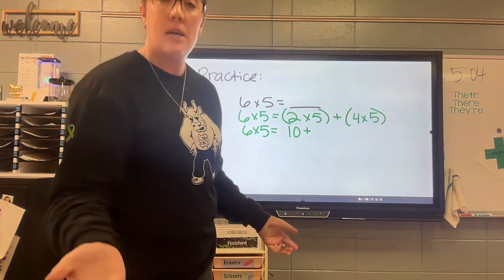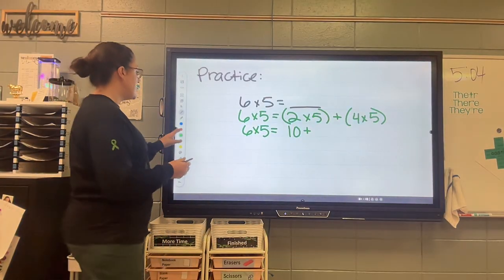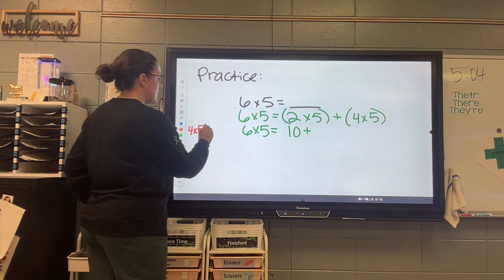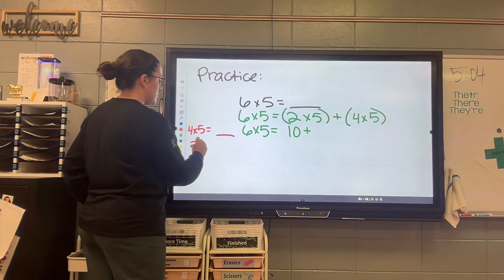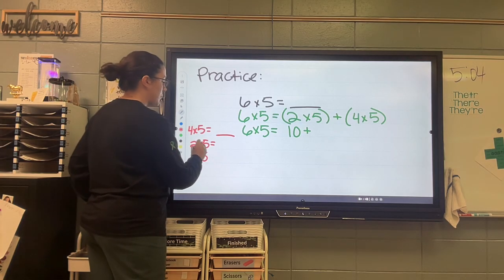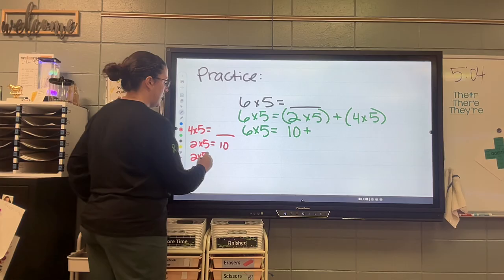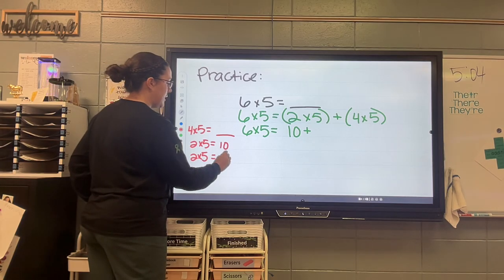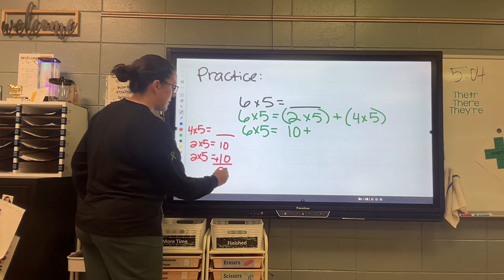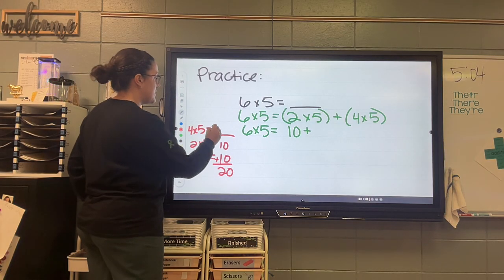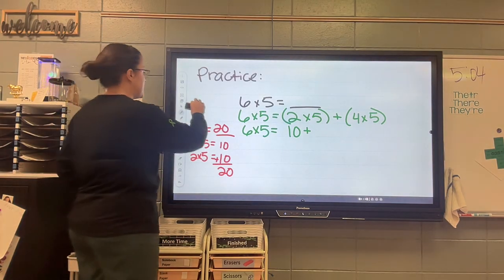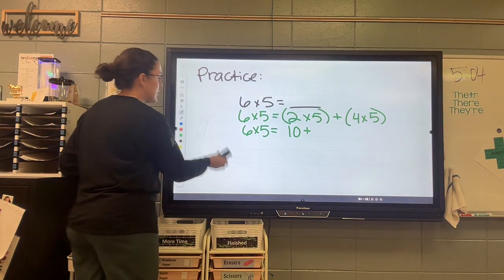Now, if you didn't know 4 times 5, what you could do is you could come over here and do the same thing for 4 times 5. 4 times 5 equals 2 times 5 and 2 times 5. 2 times 5 is 10. 2 times 5 is 10. Now, all I would have to do is add those together, and I get 20. That helps me understand that 4 times 5 is 20. Do you have to do that? No. If you know what 4 times 5 is, then you just write that answer down.